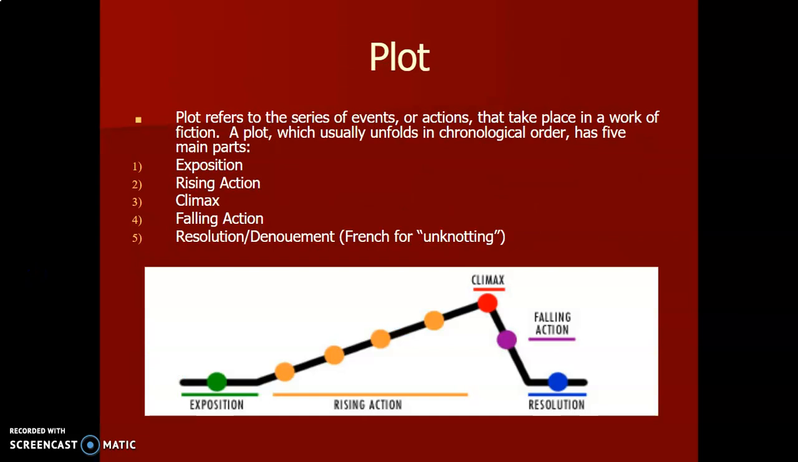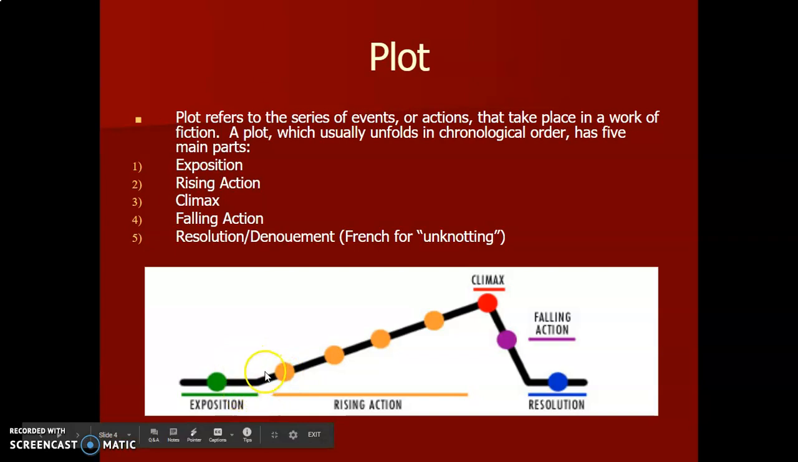Plot. This diagram should look familiar with relation to what has been studied for years in your English classes. Plot refers to the series of events or actions that take place in a work of fiction. A plot unfolds chronologically and has 5 main parts. So we start with the exposition. The exposition here in green is what we call the beginning of the story. It usually introduces characters, setting, and conflict. Make sure you take note of that: characters, setting, and conflict.